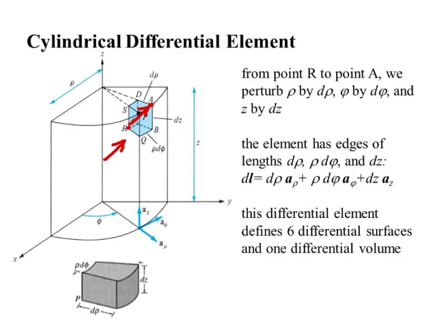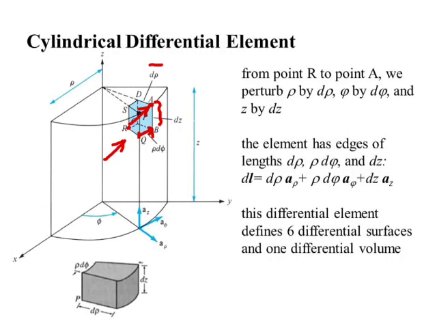And going from R to A, we increase rho by d rho. So you can see there is an increase here of d rho. And we increase phi by d phi. So you can see this angle here, I'll just try to draw it carefully, this angle here is actually d phi. And we increase z by dz, so this height here is equal to dz. So in moving from R to A, we perturb all three coordinates, and this creates this differential element here.